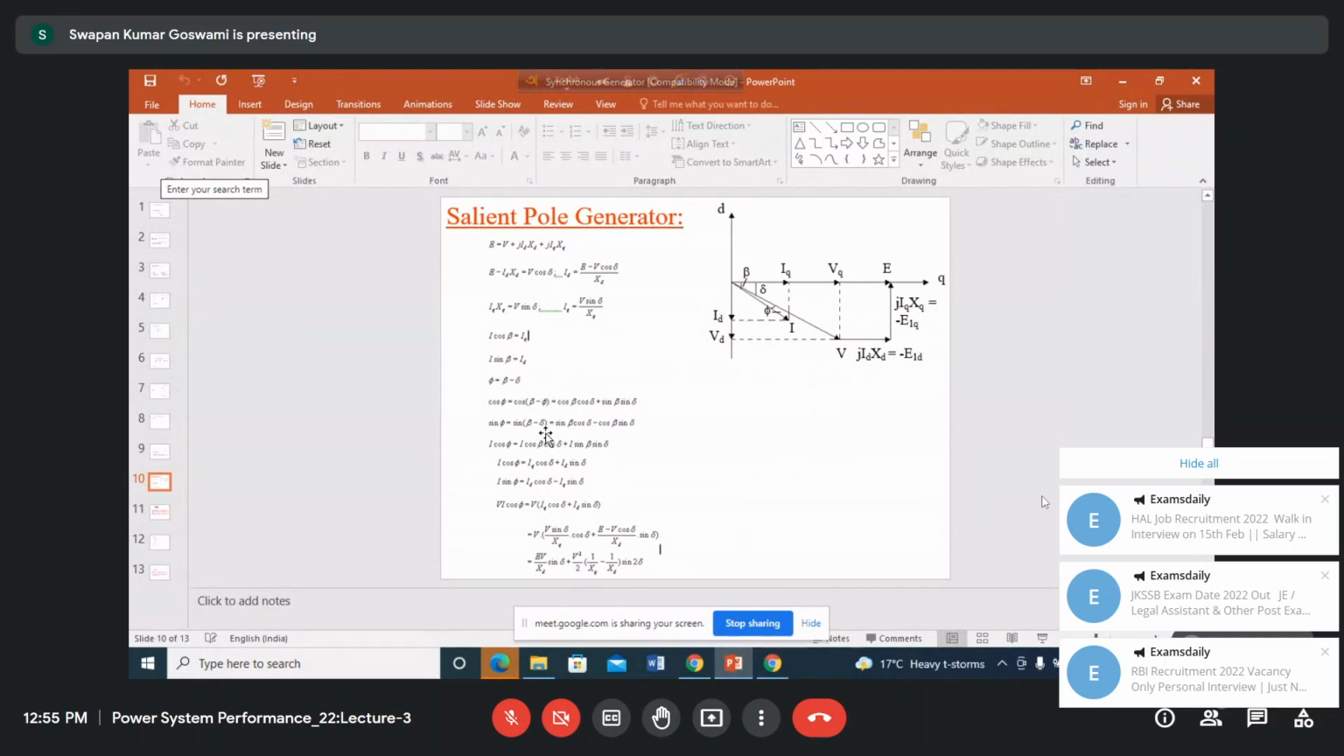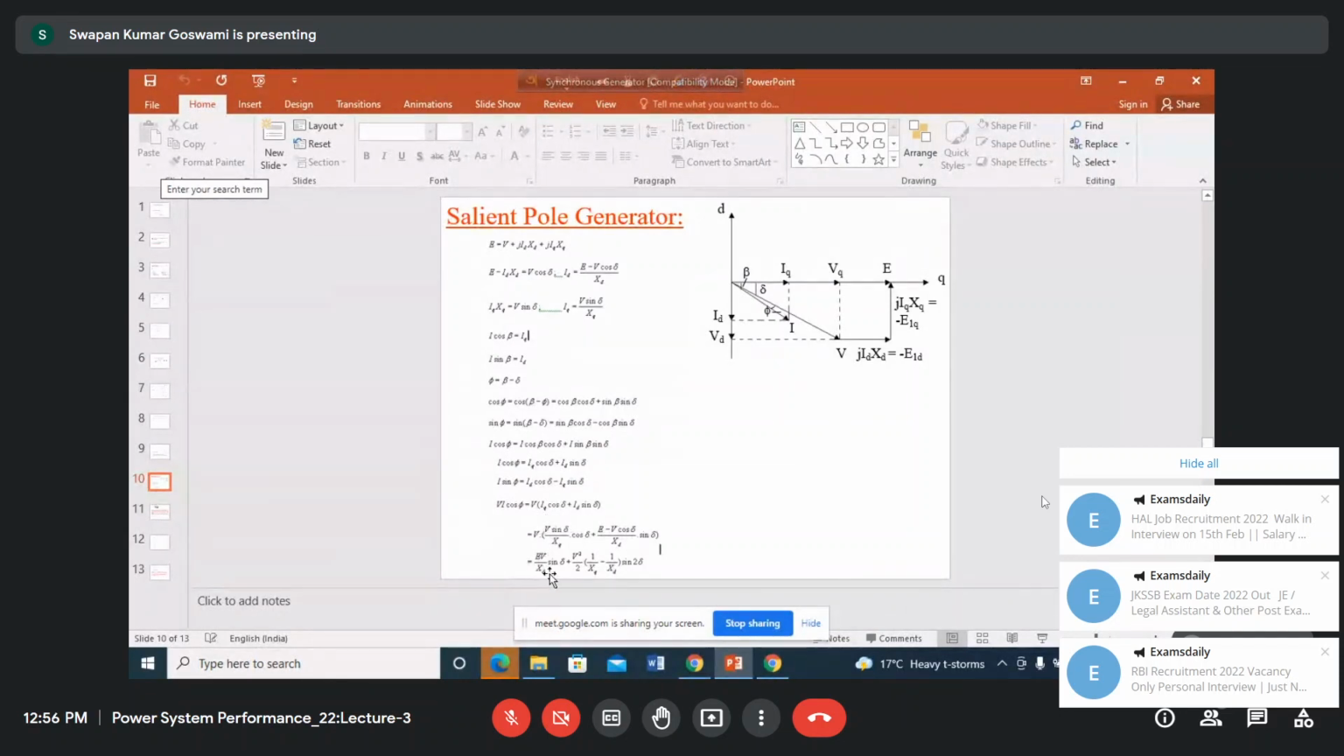Sine A minus B is sine A cos B minus cos A sine B, so sine beta cosine delta minus cosine beta sine delta. Okay. So I cos phi, you find the value. I sine phi, you find the value. I cos phi becomes IQ cosine delta plus ID sine delta. I sine phi becomes ID cosine delta minus IQ sine delta. So find the value of VI cosine phi. If you put the values, you will get these values.